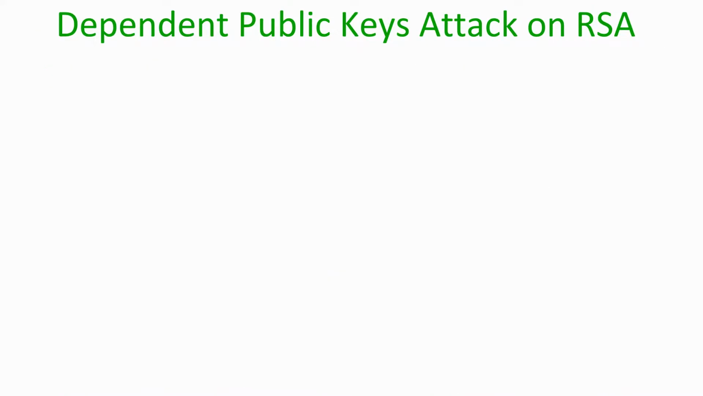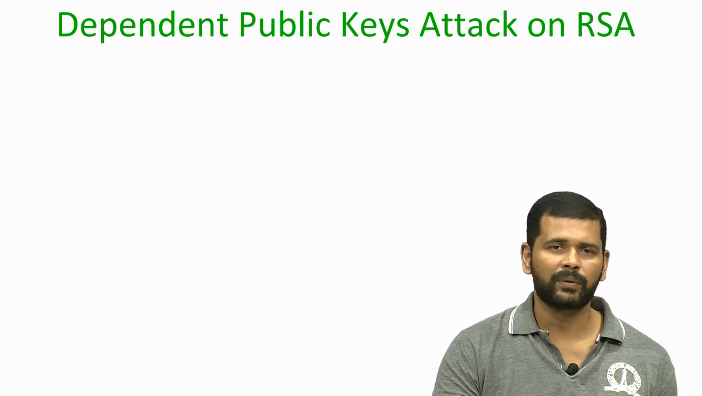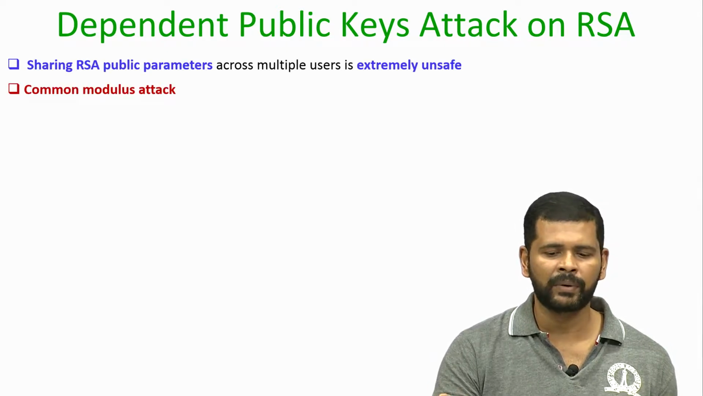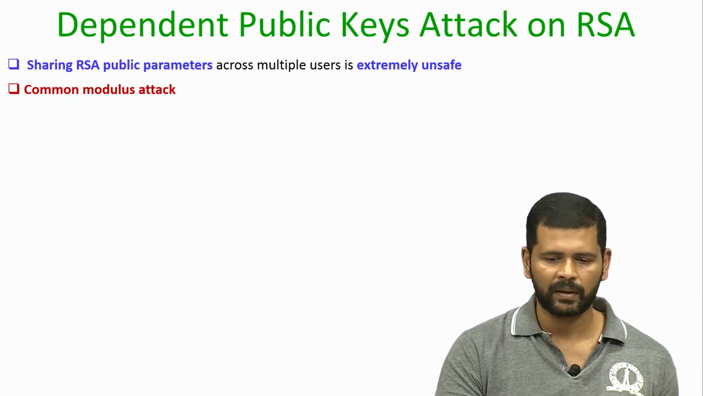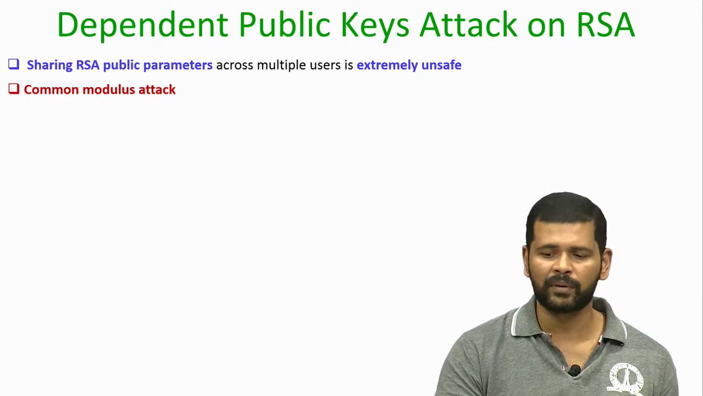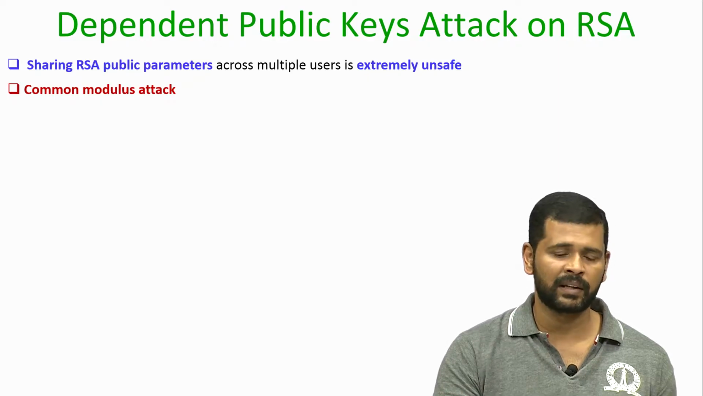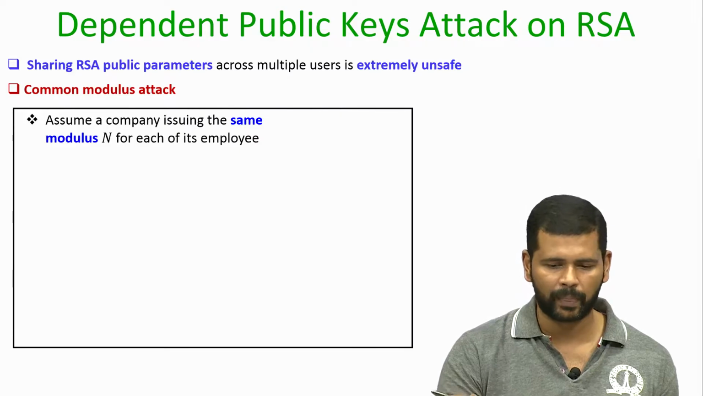Now, let me end this lecture by showing you some more attacks on RSA. Namely, I want to show you how dangerous it could be to share public parameters across multiple users in the context of the RSA cryptosystem. I am going to show you one of the simplest possible attacks, which we call the common modulus attack. There are other sophisticated attacks which are also possible, but I am not going to discuss them.